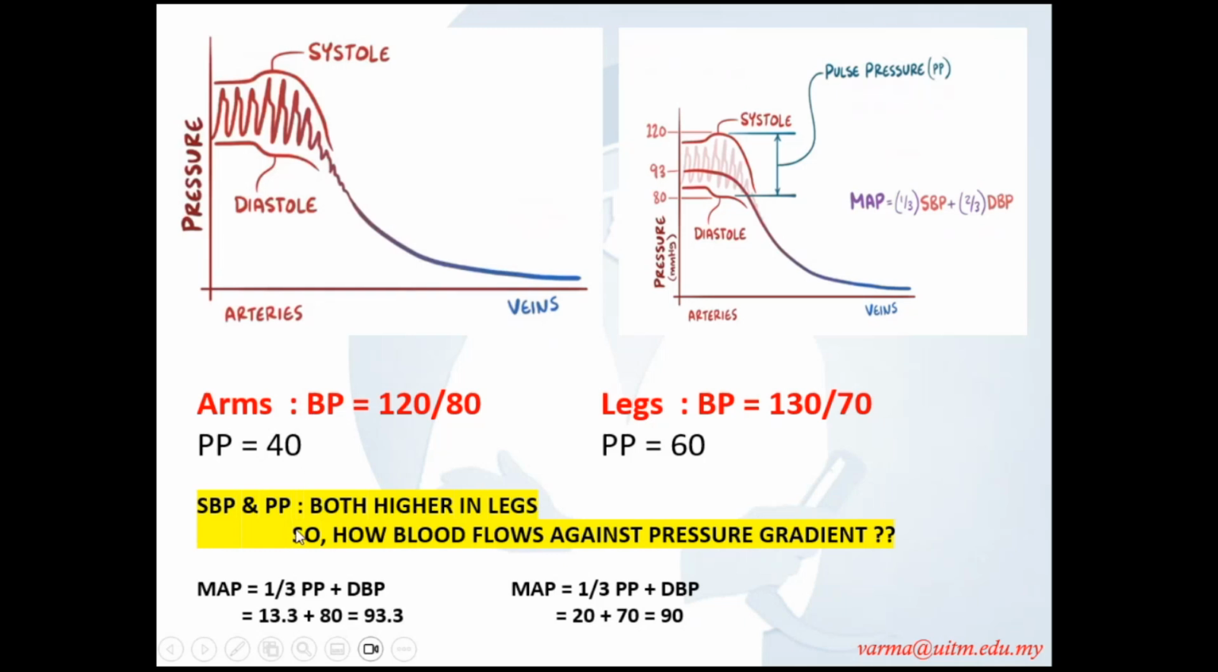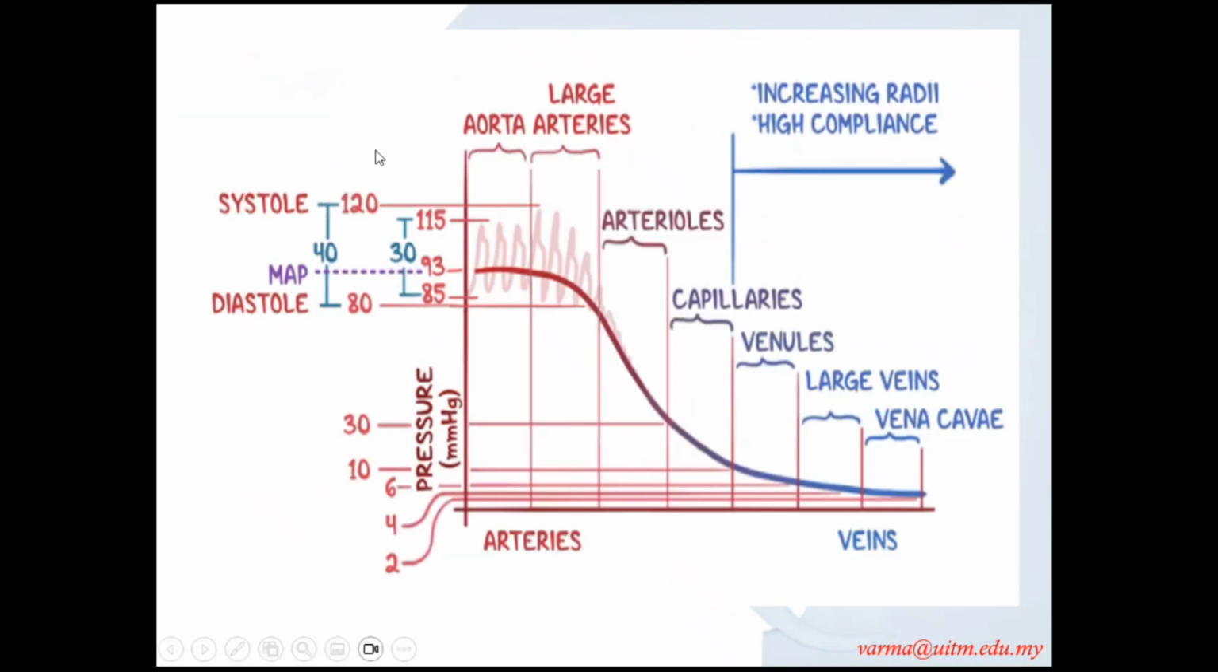So we calculate our MAP: 1/3 pulse pressure, 1/3 of 40, which is 13.3, plus your diastolic blood pressure 80, you get 93.3 in the upper system. Lower system, 1/3 pulse pressure, 1/3 of 60 is 20, plus 70 is 90. You see, MAP is still higher in the upper limb system compared to the lower limb system. So this difference in pressure gradient is pushing the blood in the system. That maintains the flow. So MAP is important to maintain your systemic circulation, not your systolic blood pressure or pulse pressure.